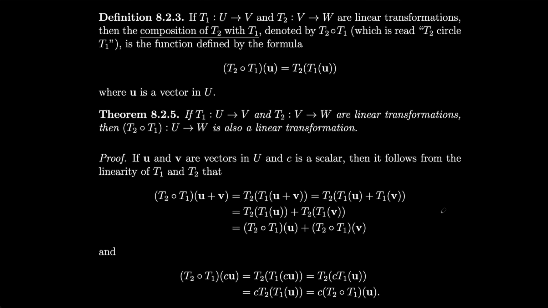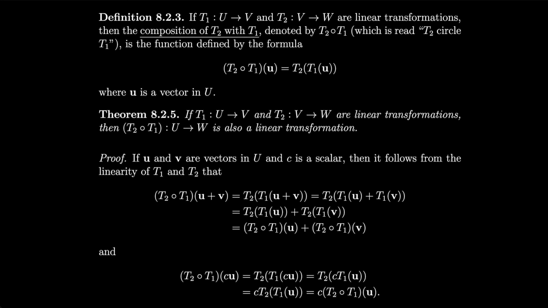If T1 from U to V and T2 from V to W are linear transformations, then the composition of T2 with T1, denoted by T2 circle T1, is the function defined by the formula T2 of T1 of u, where u is a vector in U. If T1 from U to V and T2 from V to W are linear transformations, then T2 circle T1 from U to W is also a linear transformation. So if we have two linear transformations and we compose them, then the composition is still linear.